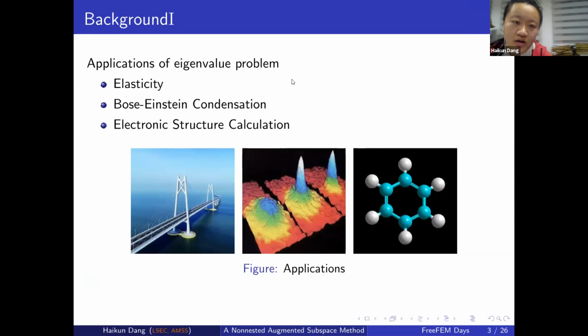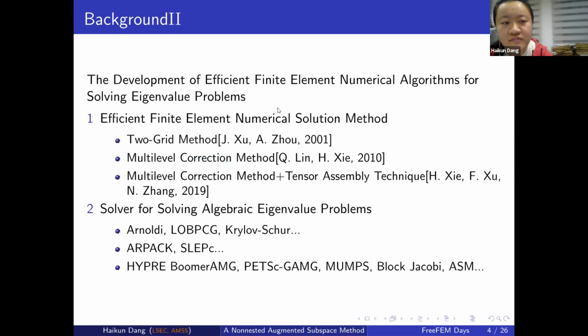As we know, eigenvalue problems are widely used in some fields, such as electricity, Bose-Einstein condensation, and electronic structure calculations. There are some efficient numerical algorithms for solving eigenvalue problems or nonlinear problems.